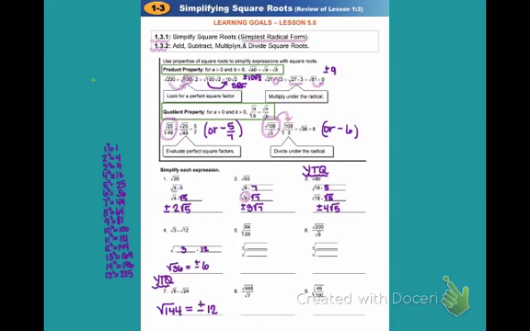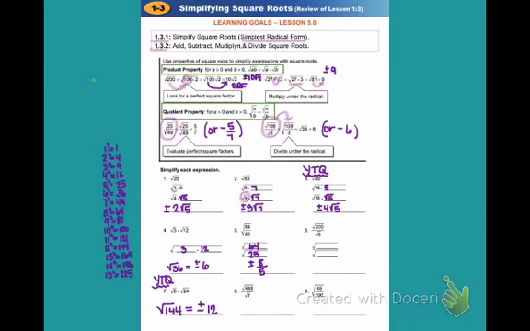So we have a couple of examples down here that we're going to work together, and then I'll leave you a couple to do on your own. We're going to look at 5 and 6 together. So the square root of 64/25. Well, that's the same as saying the square root of 64 divided by the square root of 25. And the square root of 64 is plus or minus 8, and the square root of 25 is 5. So that's plus or minus 8/5.